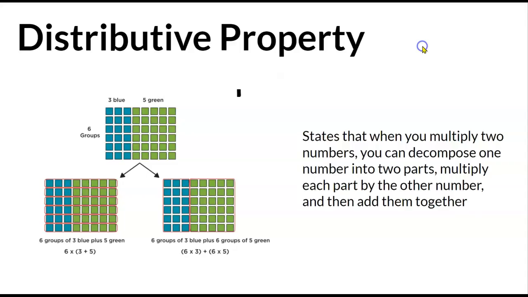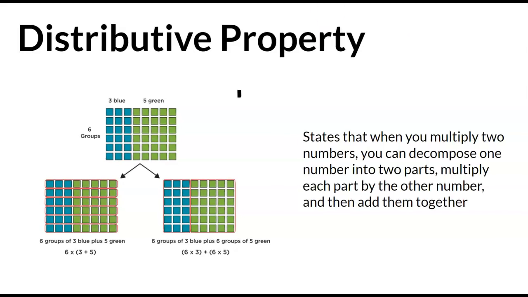Okay, now let's go ahead and review what the distributive property is. The distributive property states that when you multiply two numbers, you can decompose or break apart one number into two parts, multiplying each part by the other number and then adding them together.